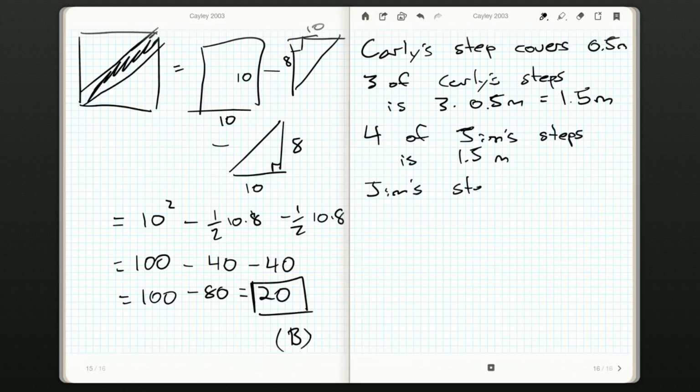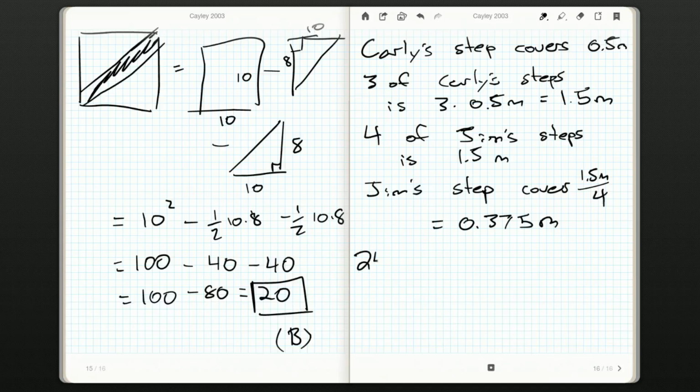So Jim's step covers 1.5 meters divided by 4. 4 of them make up 1.5 meters. So if you need to, of course, you can grab a calculator, 1.5 divided by 4. And since they gave us everything in decimals, I would keep it in decimals, and we get 0.375 meters. So that's how long a single Jim step takes.